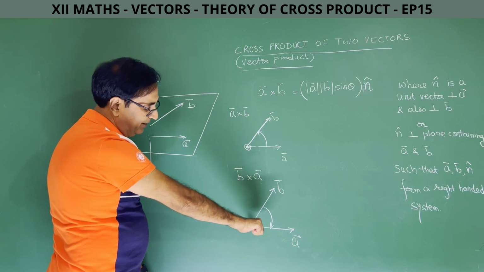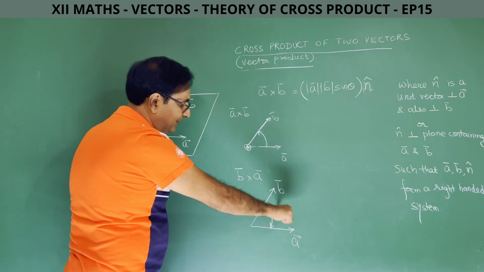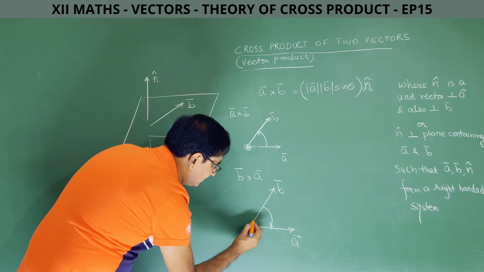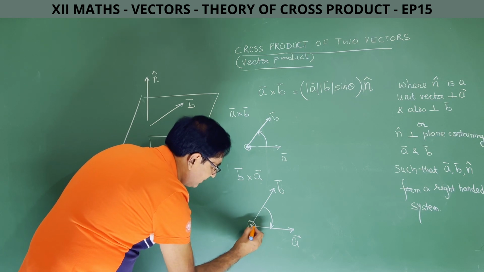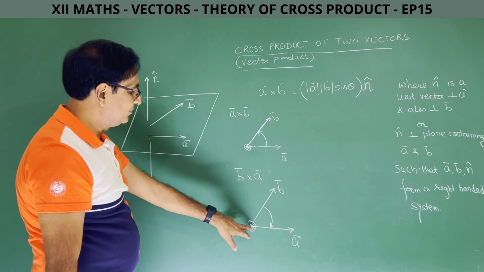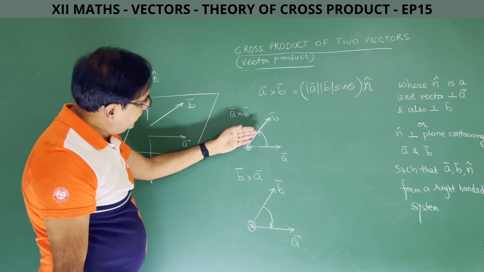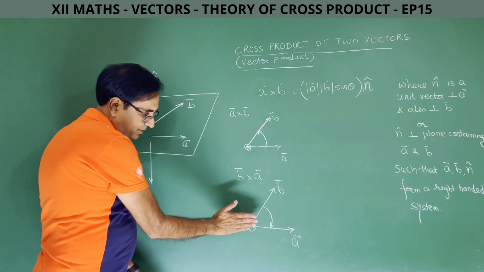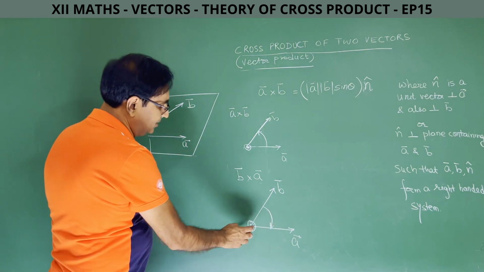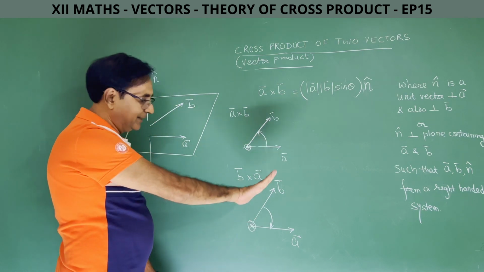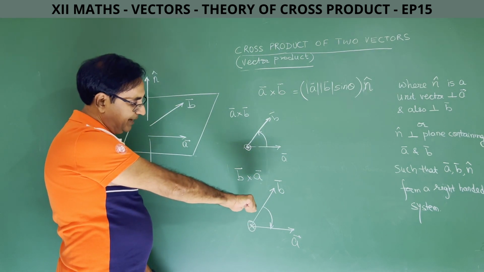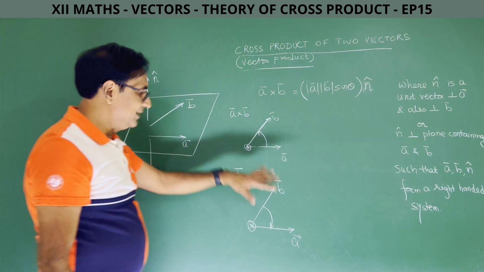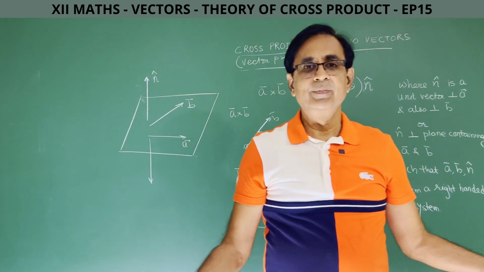So B cross A will be a vector which will be perpendicular to the plane containing A and B, but it's going inside the blackboard. So I can show it like this with a cross here. This is like the tail light of the car, this is like the headlight of the car. So here the car is coming like this. That is A cross B. Here the car is going inside the blackboard. So what you are going to see is the tail light of the car. So that's why I put a cross here. So it's like this, right hand on B, curl your fingers towards A, stretch your thumb, and that gives you B cross A.